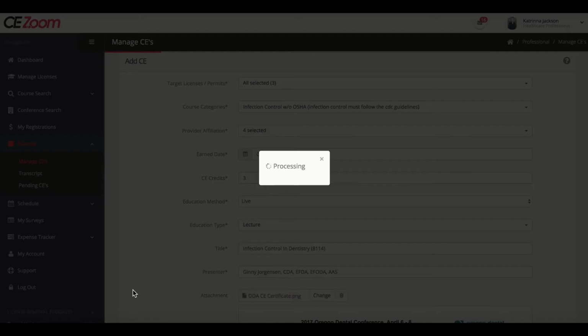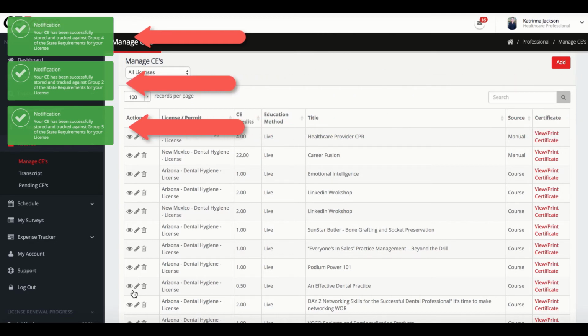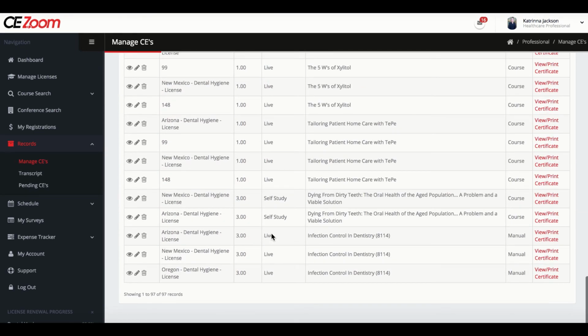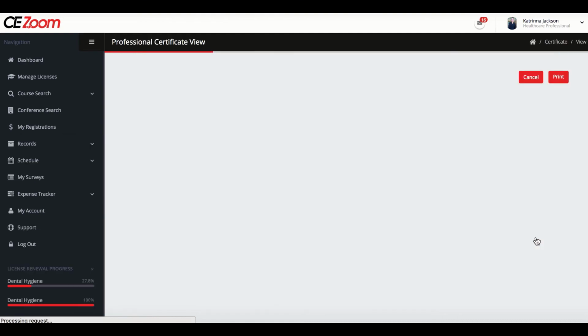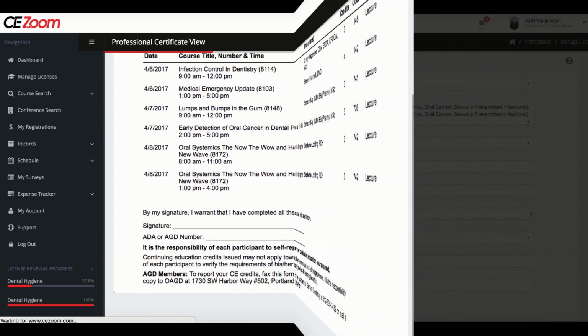Finally, click Save. Your CEs will be stored and tracked against your individual state's rules and regulations, and ready to be submitted to your state by email, PDF, or you can print and email them into your state. If you should ever lose your original certificate, you can always print it from CE Zoom should you need to.